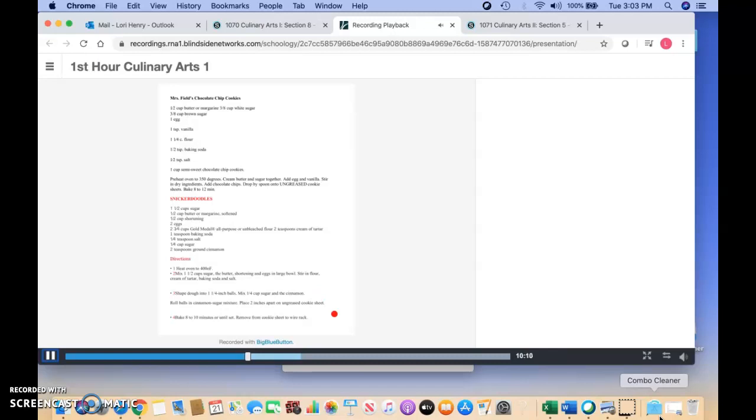So I brought up both Mrs. Fields chocolate chip cookies and the snickerdoodles. These are the two recipes that we make in class. I'm only asking you to do one of the recipes. I can sure do both if you want to, but I should tell you that the Mrs. Fields chocolate chip cookies is cut in half.